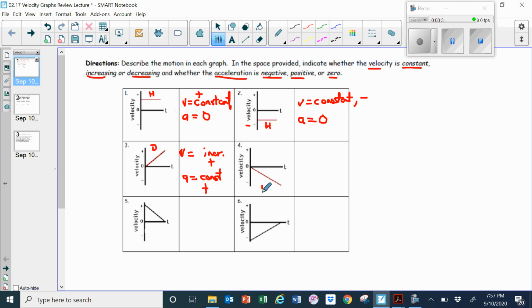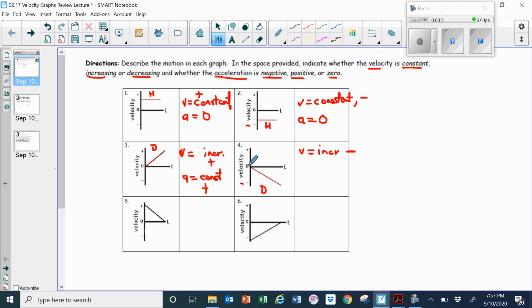Oh, here's another diagonal, isn't it? So the velocity is increasing at a constant rate, but it's increasing in a negative direction. So here the velocity is also increasing. The velocity is increasing, but it's increasingly negative. Okay, it's not decreasing, it's increasing. It's getting larger, but it's going in a negative direction.